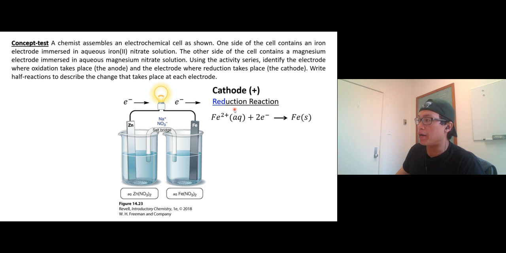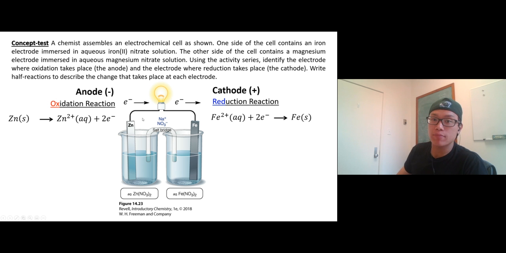The place where the reduction reaction occurs is the cathode. On the other side, of course, is the anode, where an oxidation reaction occurs. So zinc metal loses electrons and becomes zinc 2 plus, and electrons come out. That's it.